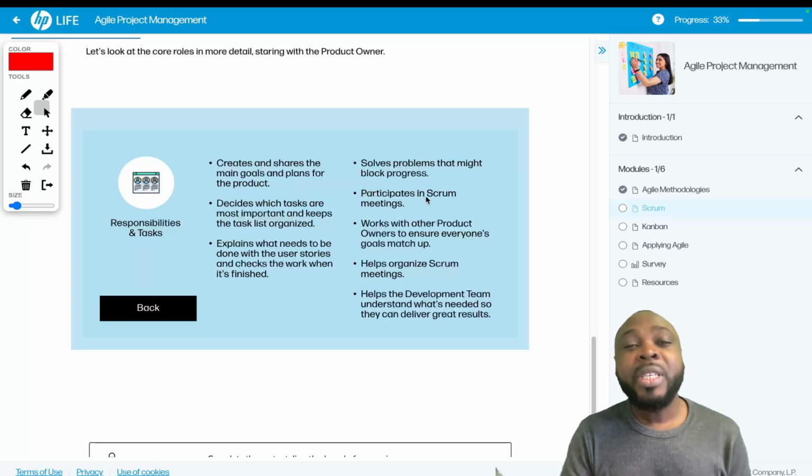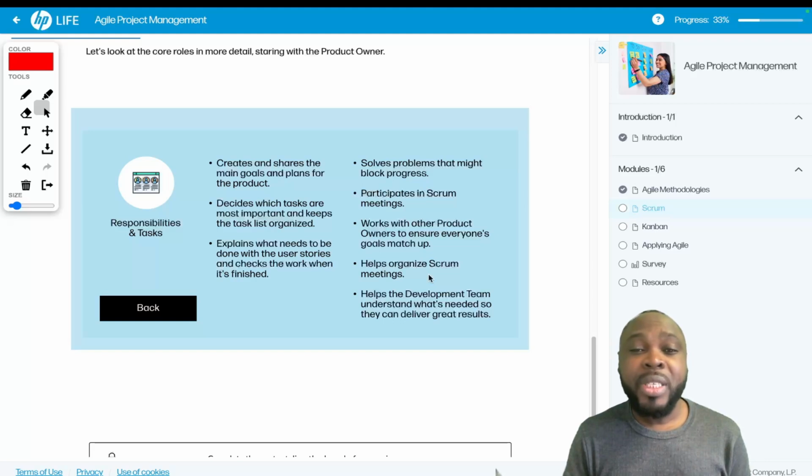Now, he participates in the Scrum meetings. Yes, the activities, the ceremonies that are carried out in the Scrum team, like the daily stand-up, the sprint planning, the sprint review, the sprint retrospective. We'll talk about this in a bit. So he participates in all of these events and activities. Now, he works with other team members too to make sure the product is being delivered on time.